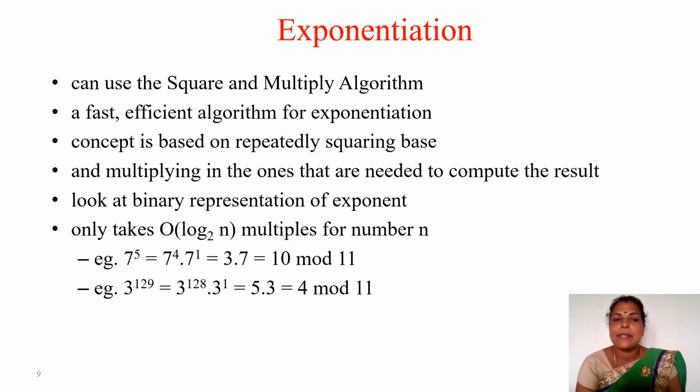Next is 3 power 129. This we can write as 3 power 128 into 3 power 1, which is 5 into 3, equal to 4 mod 11. So this is the way exponentiation works in the RSA.